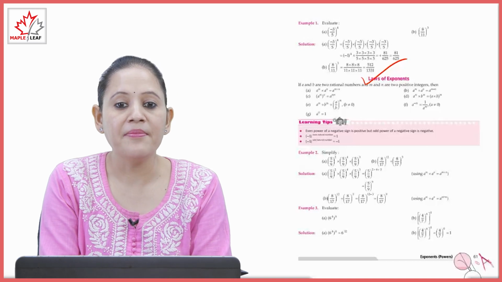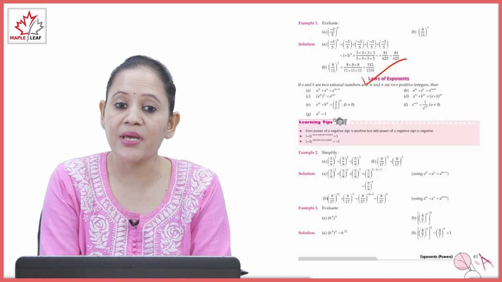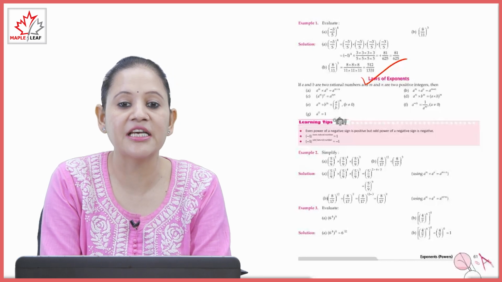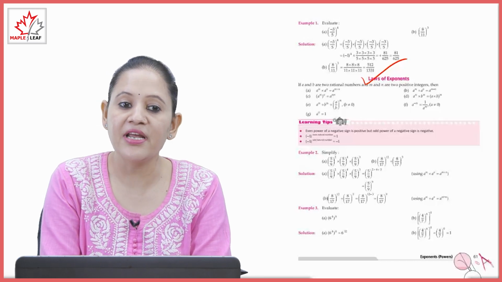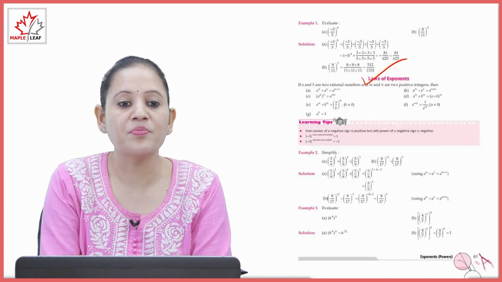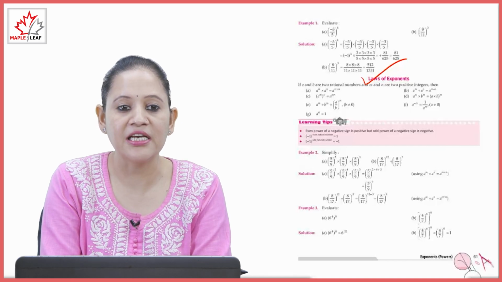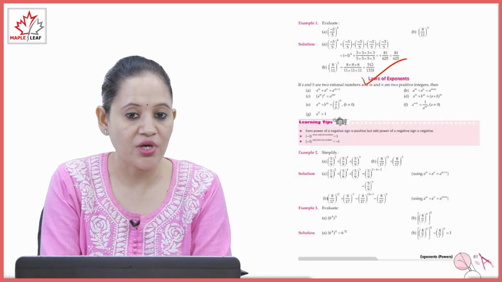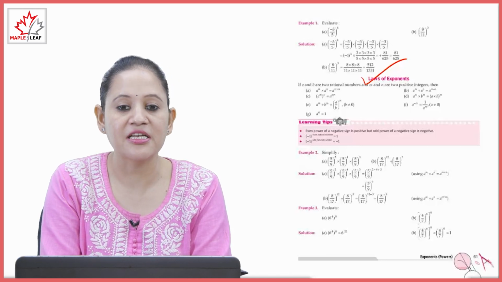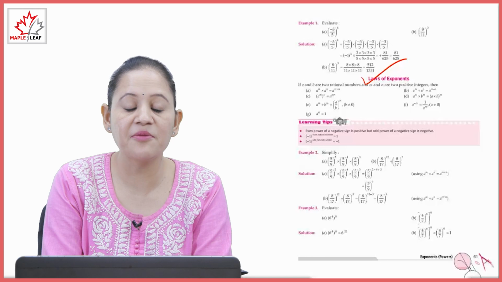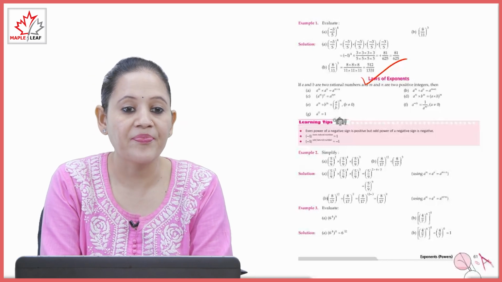A to the power m multiplied by B to the power m. Now the base is different but the powers are the same. In that case, we'll write it as A into B whole to the power m, meaning the power is on both. A to the power m divided by B to the power m, we can write as A upon B to the power m, where B is not equal to 0. A to the power minus m, we can write it as 1 upon A to the power m, where A is not 0. A to the power 0 is equal to 1. If the power of anything is 0, its value is 1.